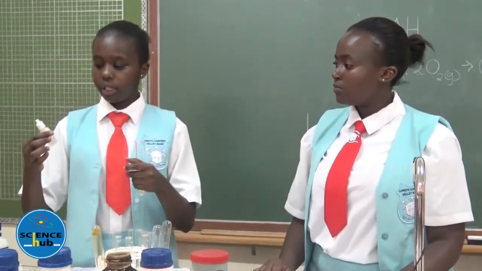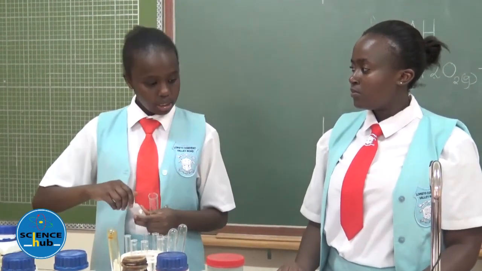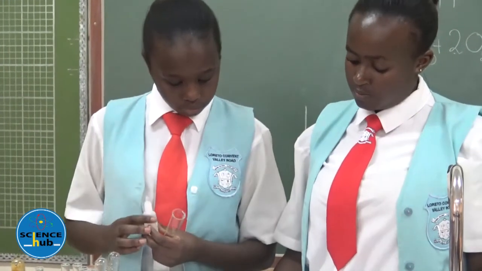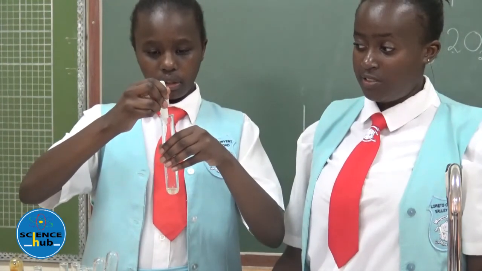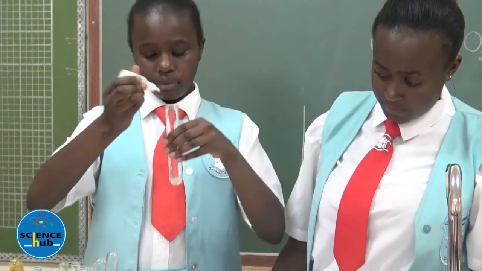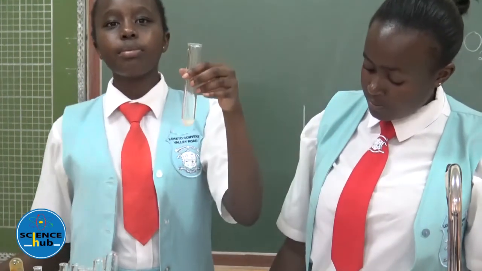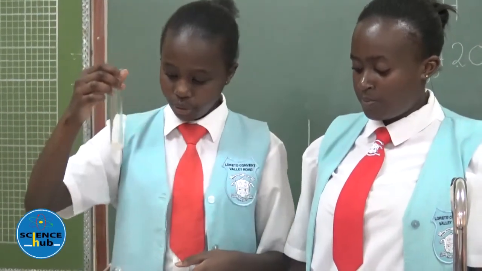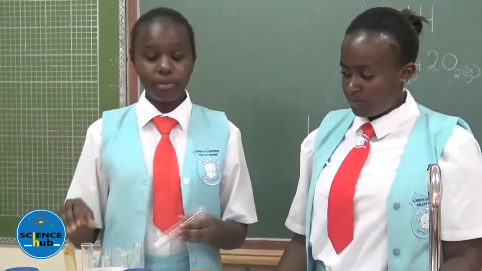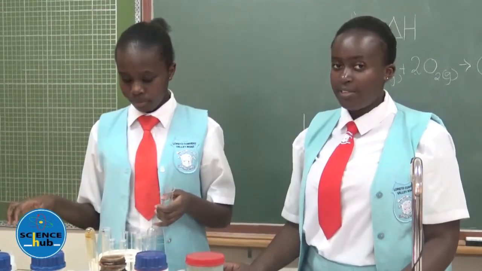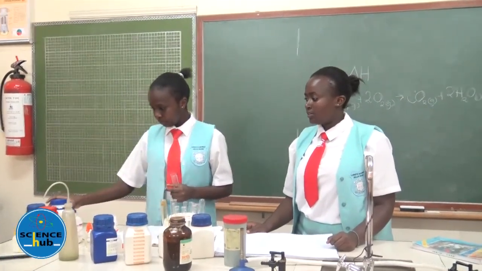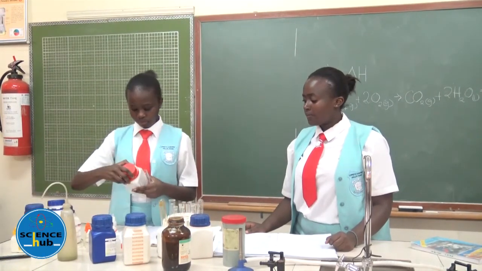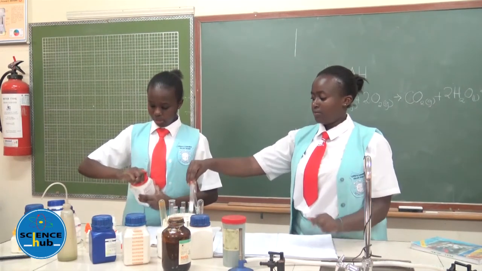Then I'm going to use barium chloride to test for the presence of carbonate ions. You put about 5 drops of the solution. As you can see, there's a white precipitate, insoluble. This indicates presence of carbonate ions. So let's move to test for sulfate ions. We do the same procedure, but in this case we use sulfate salts. I'm going to use iron 2 sulfate.